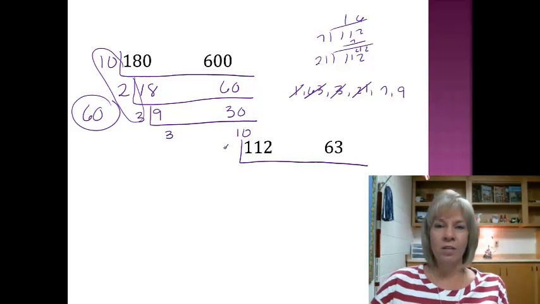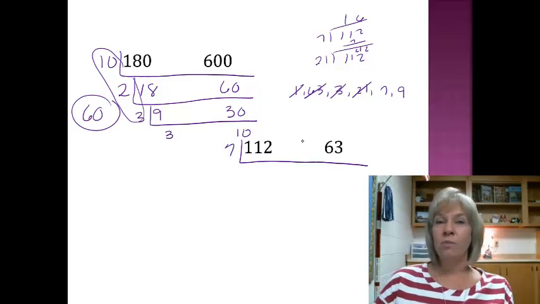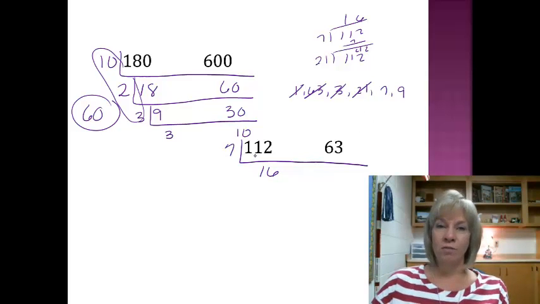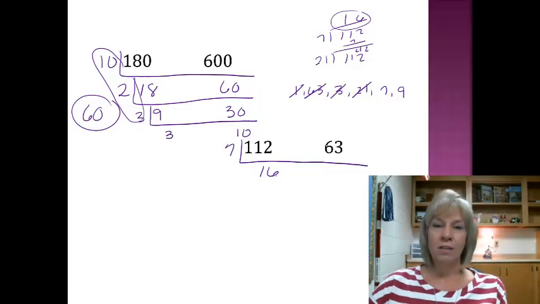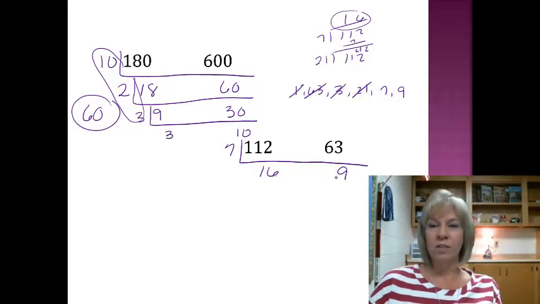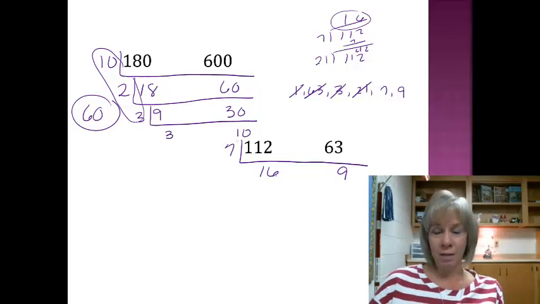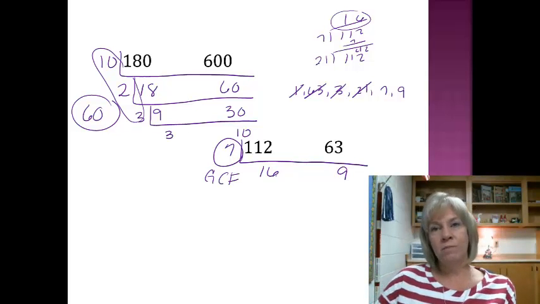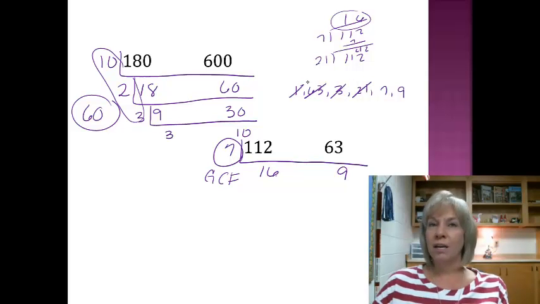Okay, so I know that 7 goes into both our 63 and our 112. So I'm going to divide 16, got that up here, and then 7 goes into 63 9 times. Okay, what goes into 16 and 9? Nothing. So we stop, and our GCF is 7. So sometimes it takes a little more work, but I guarantee most of them are going to be real simple.